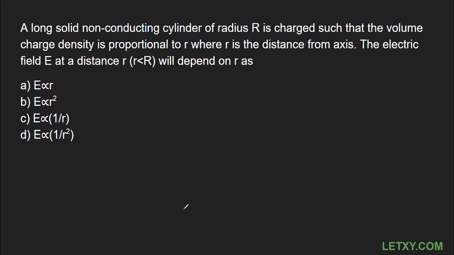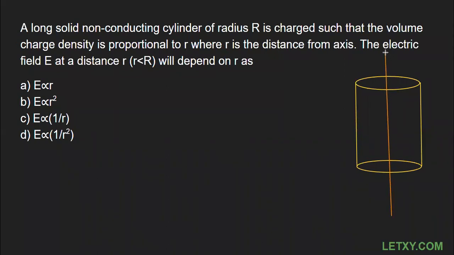So first of all, let me draw a long non-conducting cylinder so that it becomes quite easy for you to understand. Let's say this is a cylinder. This is a cylinder and it has a radius capital R, which is given to us. Let me also draw the axis of the cylinder, which is passing through the center. This is the axis of the cylinder. I hope you can see.